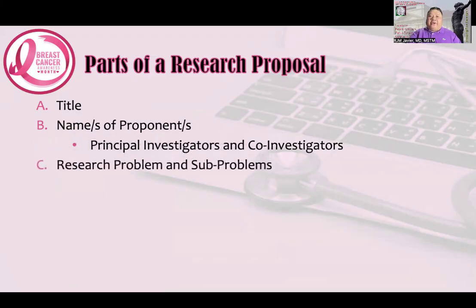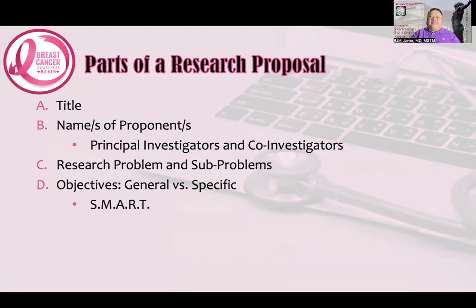Then we will be focusing on your research problem, including its various facets or the subproblems. And we will look into your objectives, both the general and the specific objectives. In the previous lectures, we have already highlighted that your objectives need to meet the SMART criteria. When we say SMART criteria, your objectives ought to be specific, measurable, attainable, realistic, and time-bound.